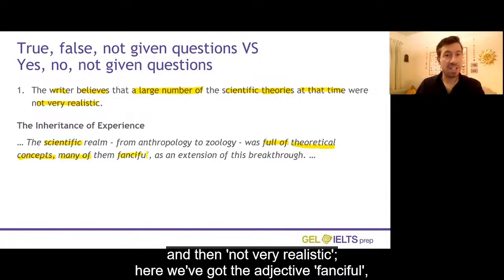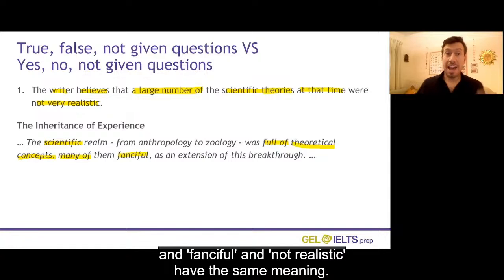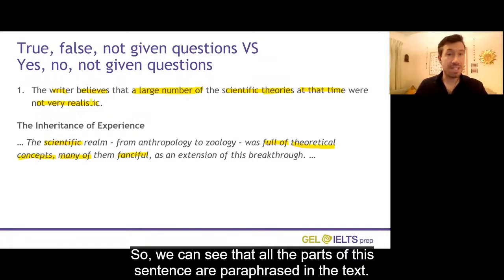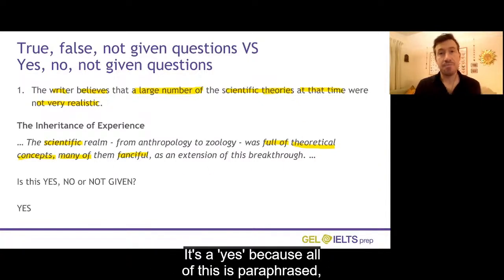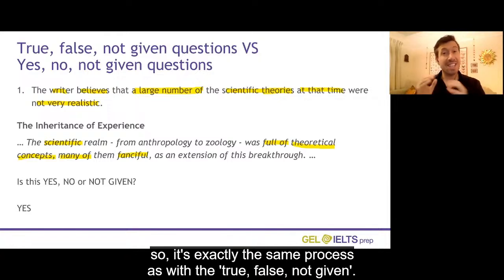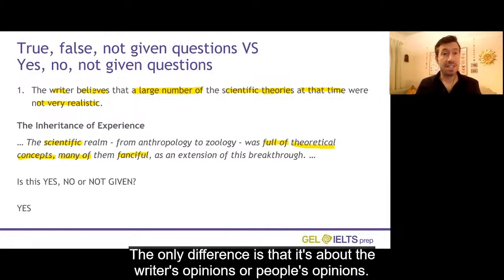Here we've got the adjective fanciful. And fanciful and not realistic have the same meaning. So we can see that all the parts of this sentence are paraphrased in the text. So is it yes, no, or not given? It's a yes, because all of it is paraphrased. So it's exactly the same process as with a true, false, not given. The only difference is that it's about the writer's opinions or people's opinions.